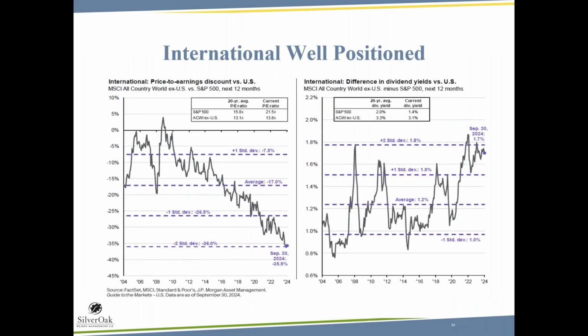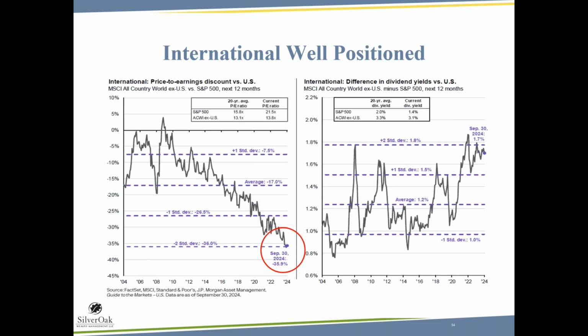And we say international is well positioned. Why would that be the case? Well, as we were also saying, we've said that for a number of years. If we look on the left, we're looking at the price earnings ratio discount that the international markets have had to the US, and we're sitting at a differential of 36%.